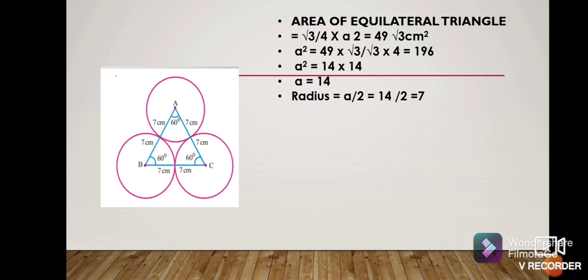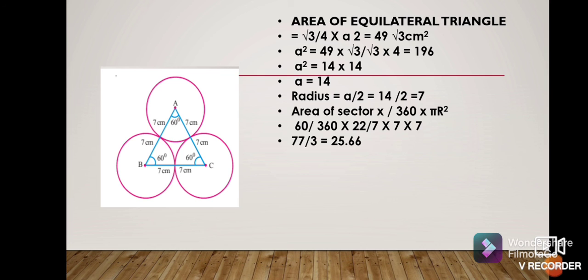Then the radius is simply a by 2, that is 14 by 2, 7. Why? Because we need the quadrant, not quadrant, the area of the sector. Why? Because the angle here is 60 degrees. So the area of a sector is x by 360 into pi r square. So just find out the one sector area, that is 60 by 360 into 22 by 7 into 7 into 7. Then we get 77 by 3, that is 25.66.